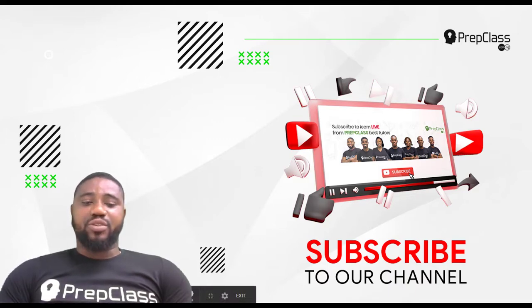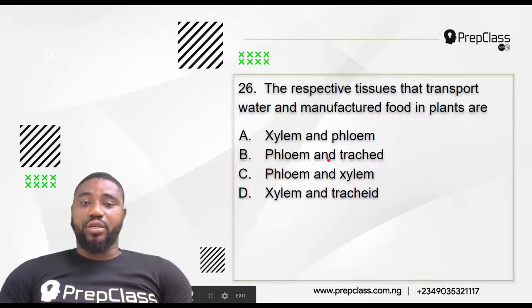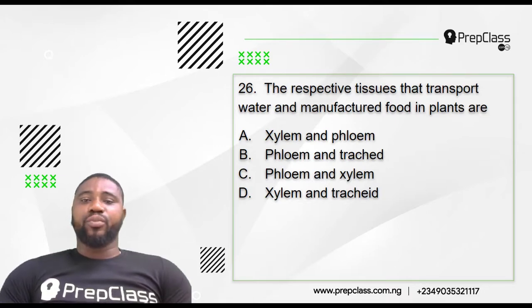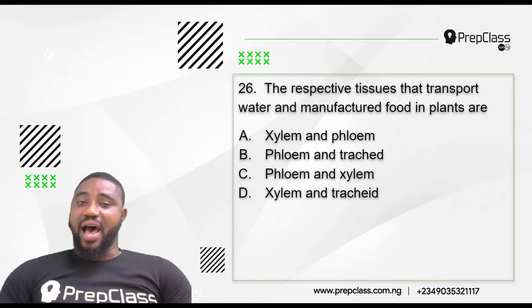Alright guys, having said that, we are going to go straight to the business of today. Question 26. Remember I said we'll be solving question 26 to 30. Now 26 says, the respective tissues that transport water and manufactured food in plants are: is it xylem and phloem? Is it phloem and tracheid? Is it phloem and xylem? Is it xylem and tracheid?